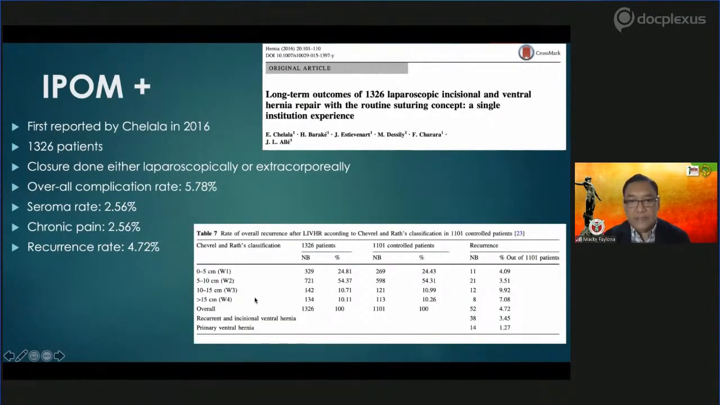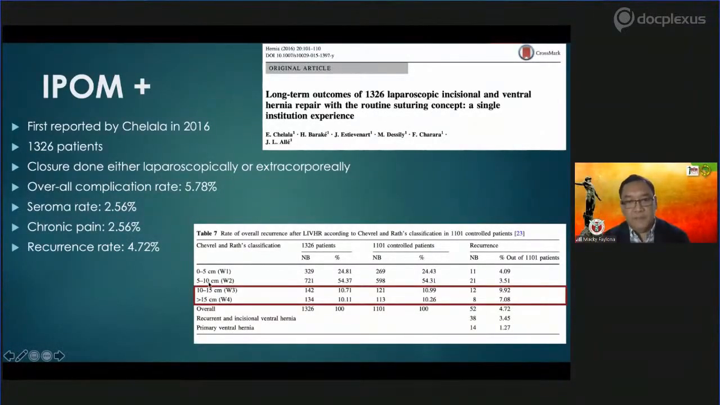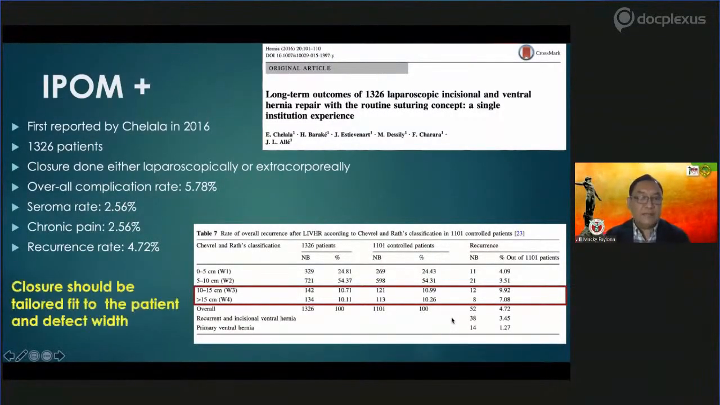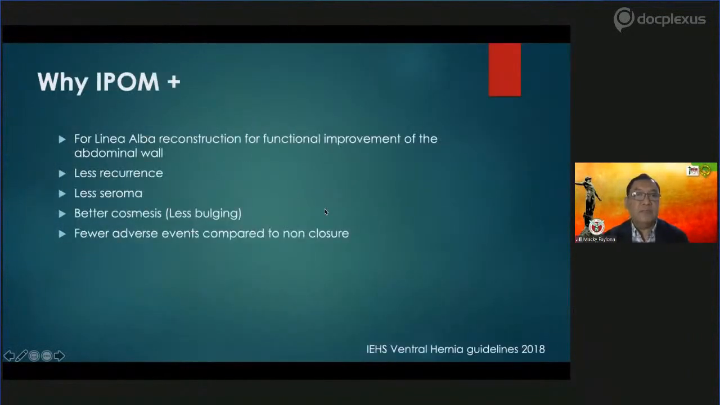So these are the characteristics of the defect in terms of the Chevrel and Rath classification. And look at this. The bigger the defect, 10 to 15 and more than 15, the recurrence rate actually goes higher. So this basically tells us that you have to tailor fit the defect closure to the patient. So I don't think you may be able to use IPOM Plus for ventral hernias which are more than 6 centimeters in defect size. So why do we do IPOM Plus?